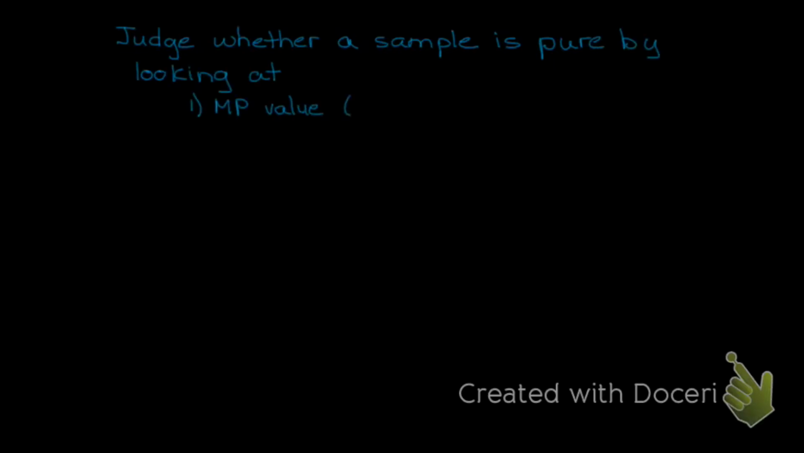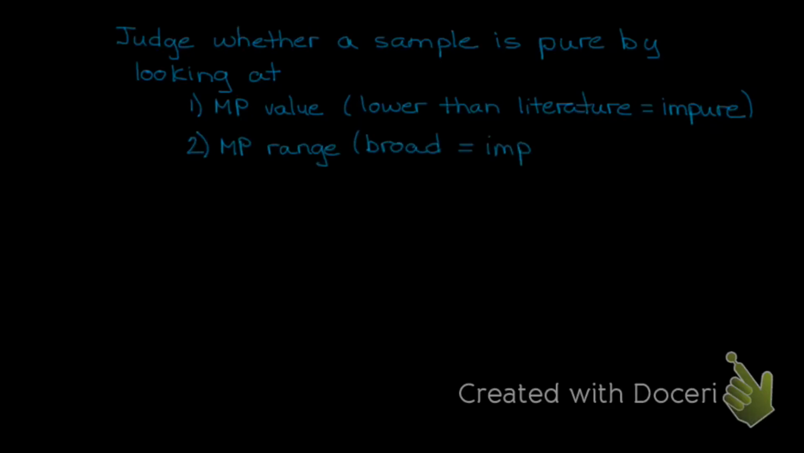So the takeaway from this is that in order for us to judge whether a sample is pure by looking at the melting point range, we're actually looking for two different things. We're looking for the value of the melting point: because of the melting point depression, we'll see a lower than literature value melting point if the compound is impure, and it goes lower and lower with the more impurity that you add. You will also see that the melting point range is broader. So that's the concept of melting point range as used by an organic chemist.